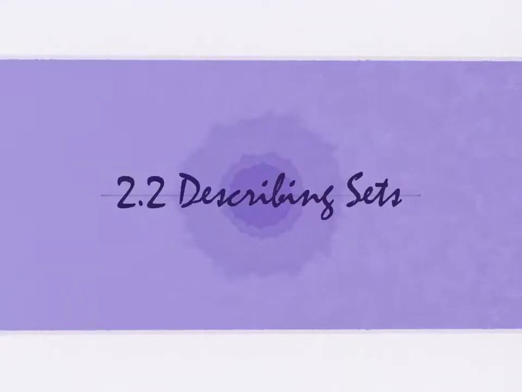Today we're going to start section 2.2. It's called Describing Sets. There's a little bit of vocabulary and some symbols and stuff that are going to show up in here so that we're all on the same page. So to start with, if I'm talking about describing sets, you need to know what is a set.